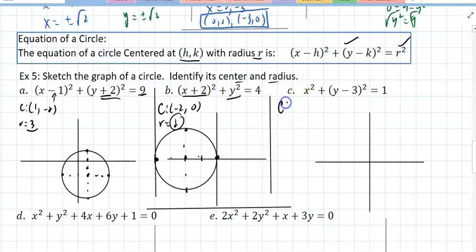Here we have a center at, well, there's nothing next to the x, that means it's a 0. The opposite is a 3. And what do you square to get a 1? 1. So (0, 3), that's the center. I'm going to move 1 above, 1 below, 1 to the right, and 1 to the left. So here I'm rescaling this, and the circle would look like this.